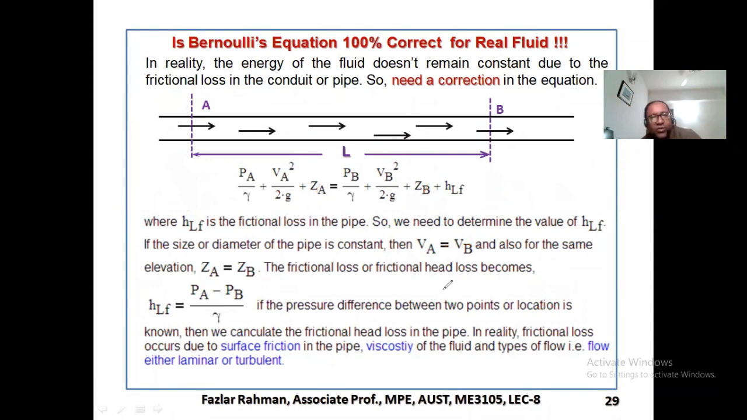Now, how can you figure out the pressure difference? If you install a pressure gauge right over here, and you install a pressure gauge right over here, then you figure out the difference of pressure. Then you will get the hydraulic loss, right? But if the 2 points are 1 mile far from each other, or might be 2 miles, then how will you get the reading?